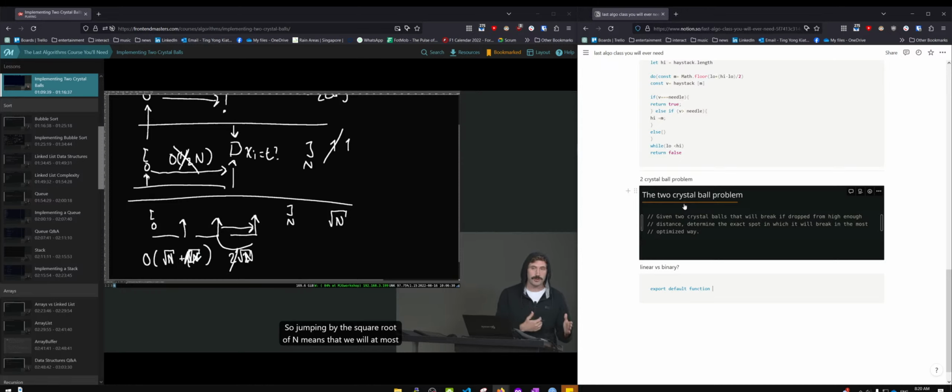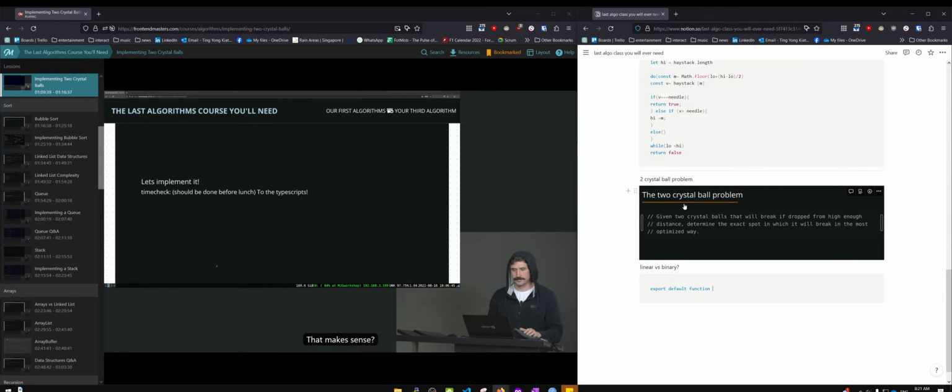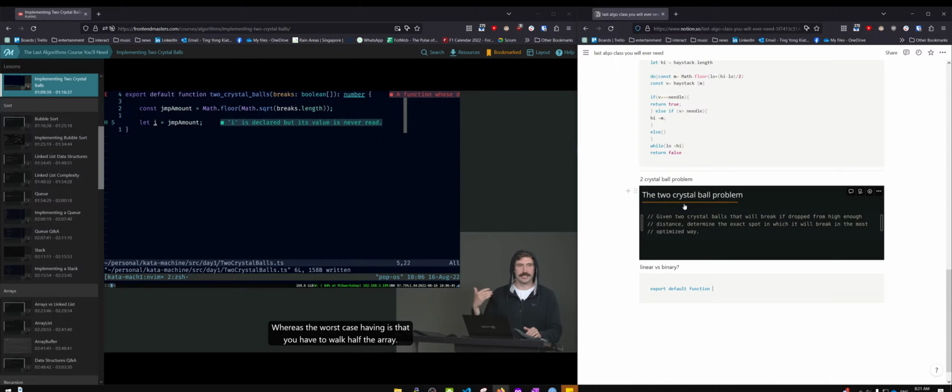So jumping by the square root of n means that we will at most walk square root of n. Or in other words, the worst possible case is square root of n jumps until we're off the array, go back square root of n, and walk square root of n. Does that make sense? Whereas the worst case with halving is that you have to walk half the array. There we go.